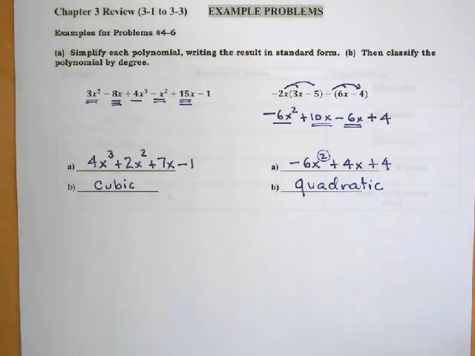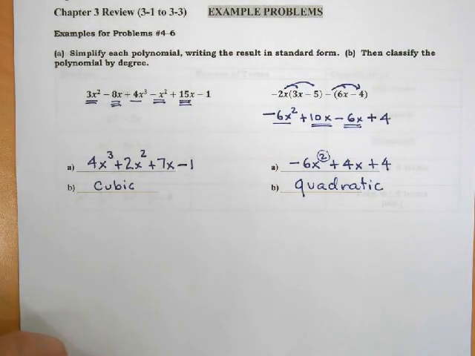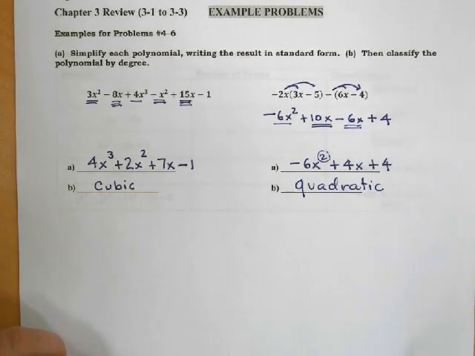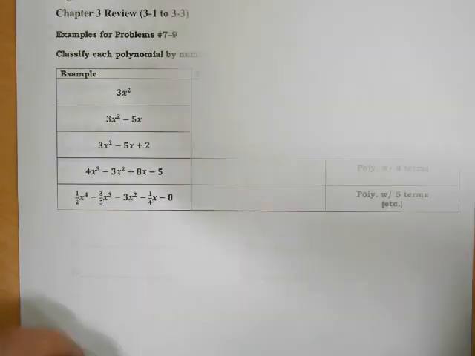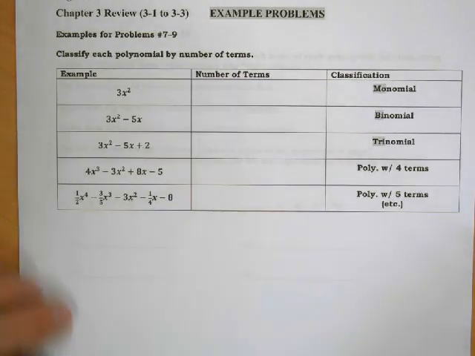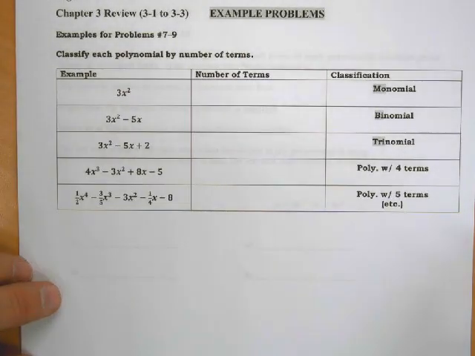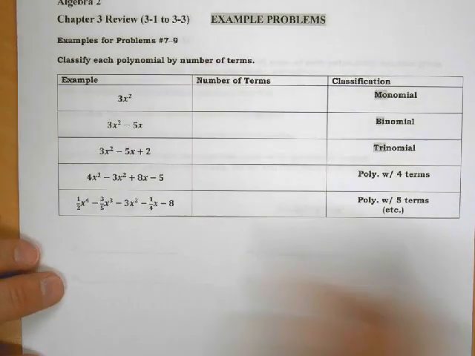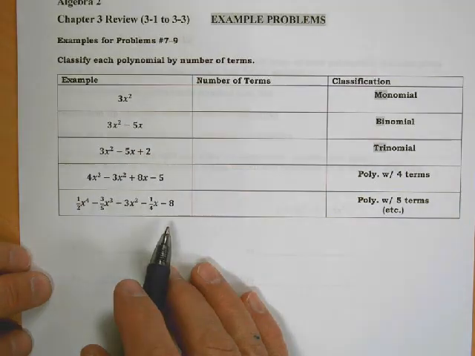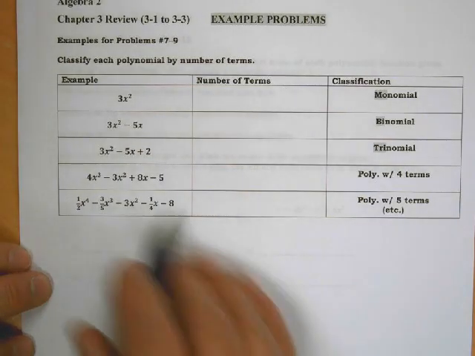And those examples cover problems 4, 5, and 6 on your review. Okay, next we're going to do examples 7, 8, and 9. And what I've got here is just simply 5 problems. And I've got them in specific order.